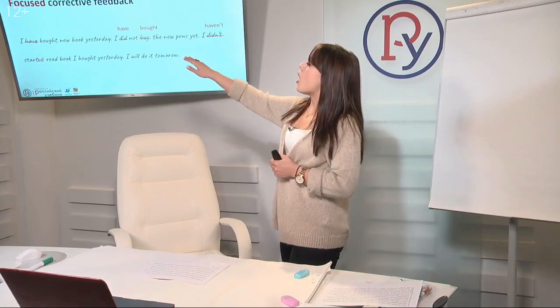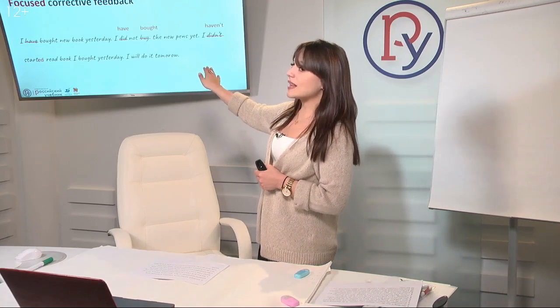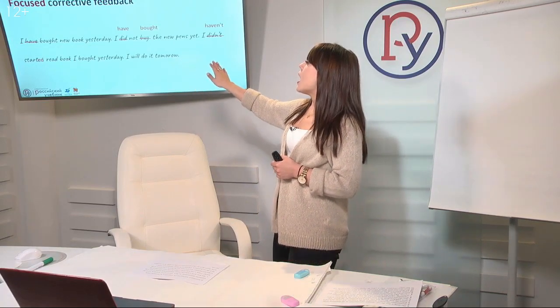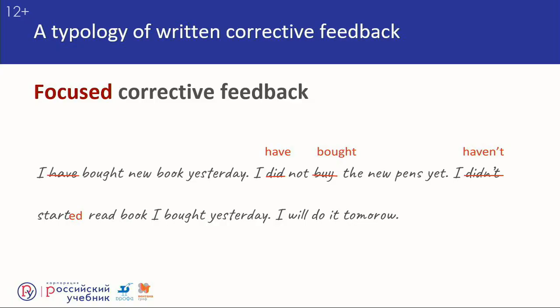Now I ignored all the other mistakes. I focused only on the use of present perfect and past simple, right? So "I bought new book yesterday," I didn't do anything over here. "I have bought the new pens." "I have not bought the new pens yet." "I haven't started read book I bought yesterday." "I will do it tomorrow."